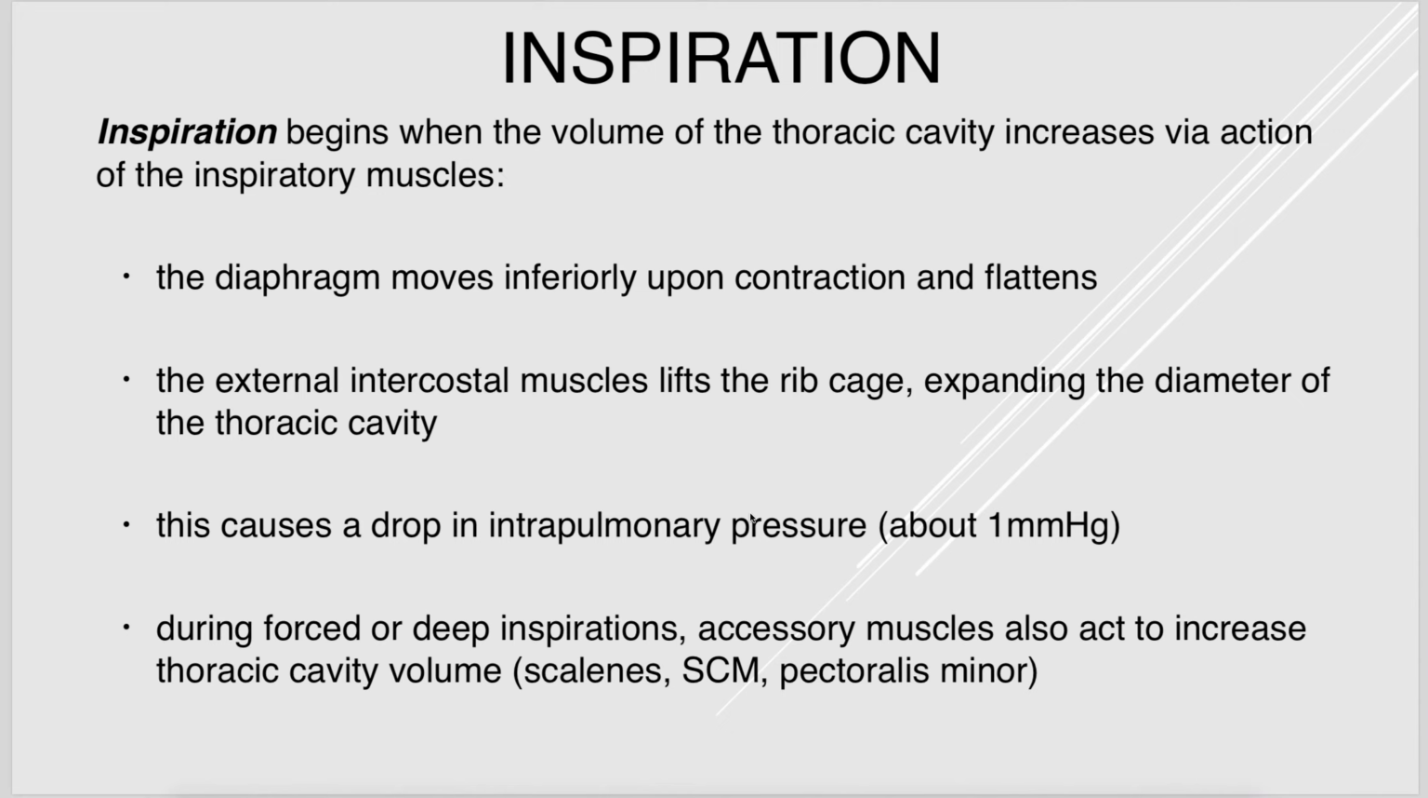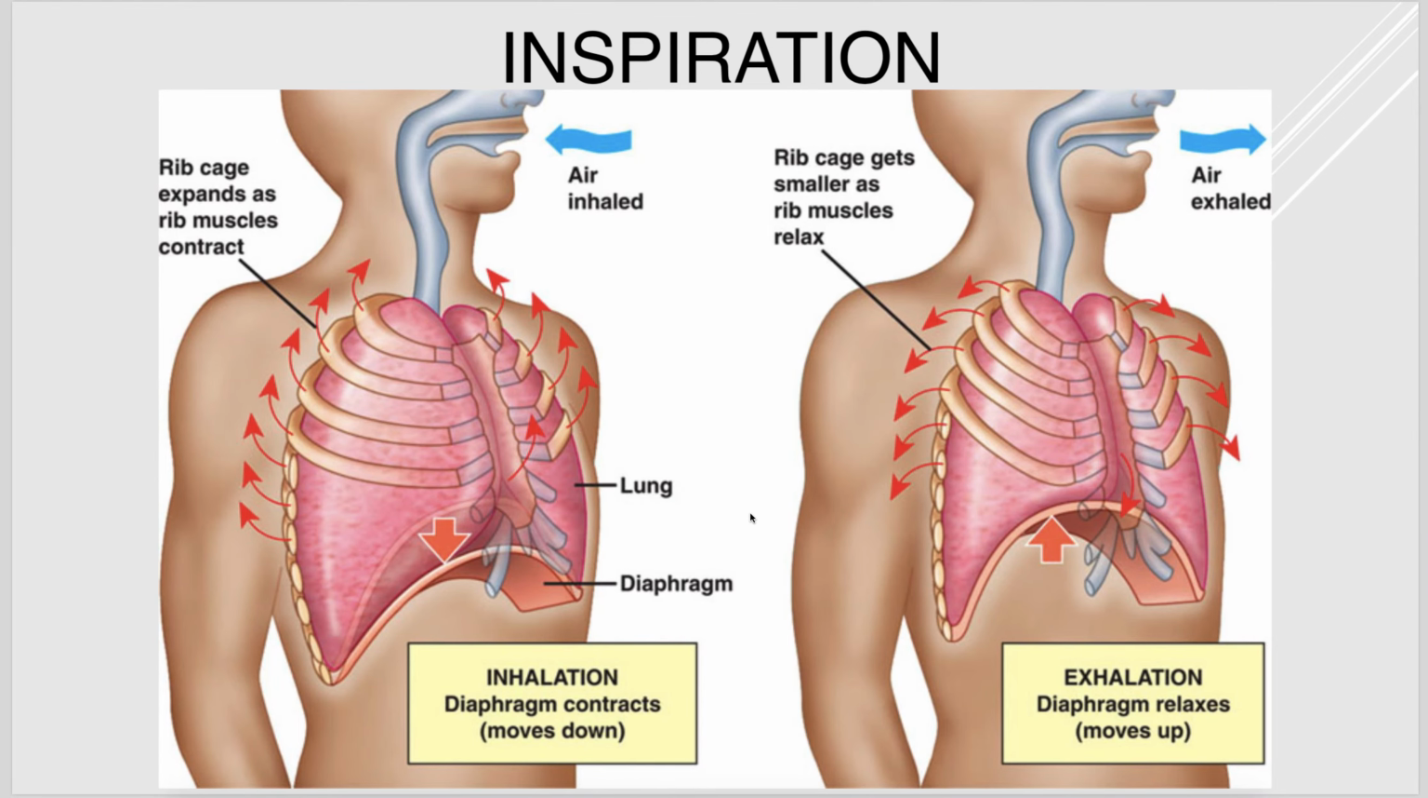So we talked about inspiration. Basically what happens is we increase the volume of the thoracic cavity, and we do that by contracting the diaphragm, which moves inferiorly, and that is going to increase the volume of the chest. You have other muscles like the external intercostal muscles, which also lift the rib cage up and out, again increasing the volume. And what happens when you increase volume is you decrease pressure. And when that happens, that's going to allow higher pressure air in the atmosphere to go into the lungs. Now, if you are breathing heavily, you might use other musculature to aid in inspiration. So again, this is just showing that.